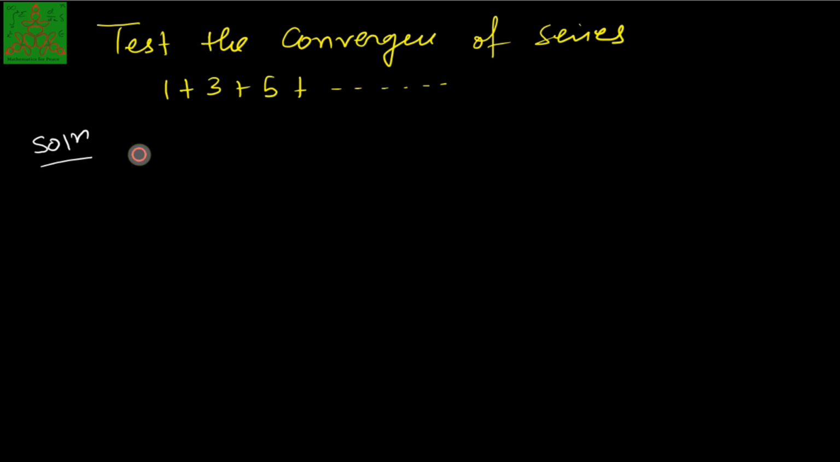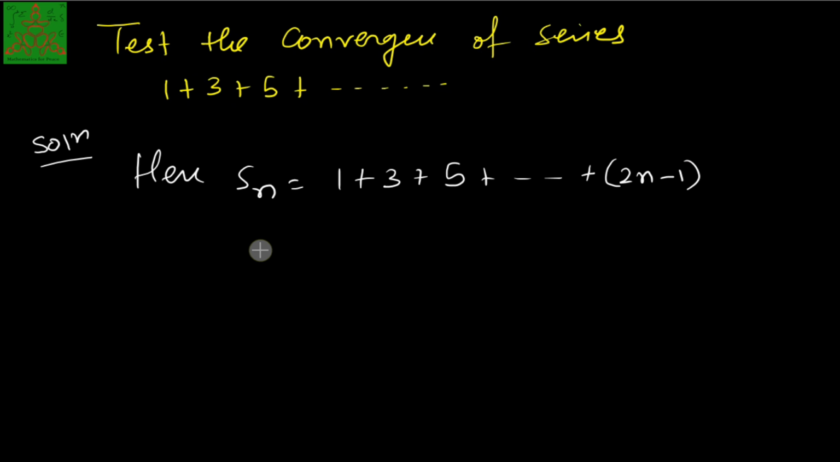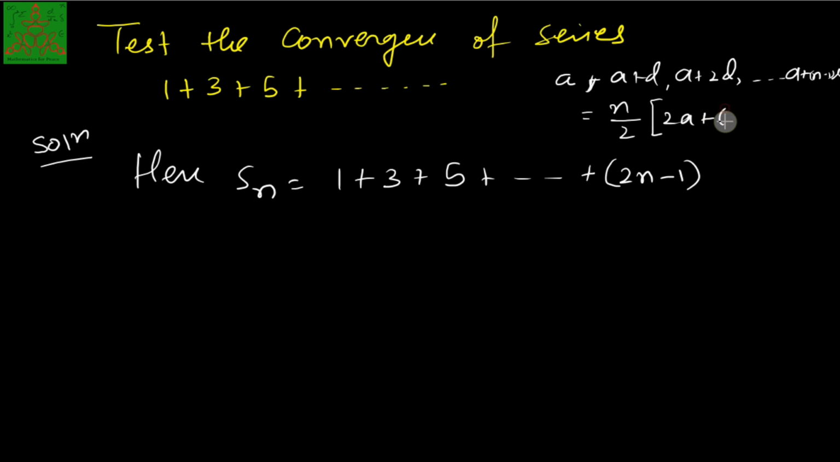we need to see what Sn is, that is the partial sum. The Sn is 1 plus 3 plus 5 up to the nth term, 2n minus 1. This is the first n terms we have. It is an arithmetic progression with difference 2. So we know that an arithmetic progression is of the form a, a plus d, a plus 2d and so on, up to a plus n minus 1 d, and the sum of this is n by 2 into 2a plus n minus 1 d.